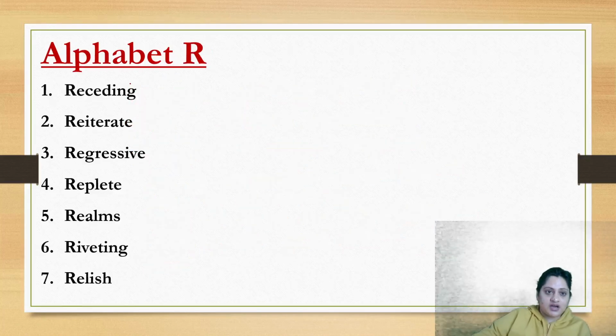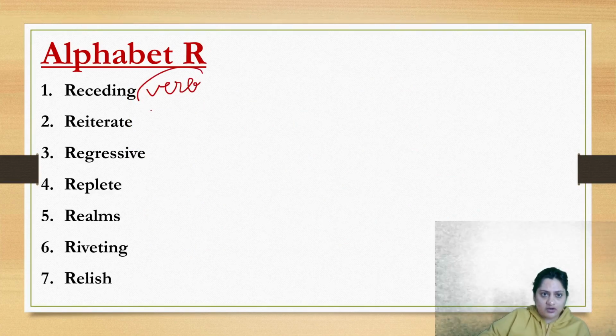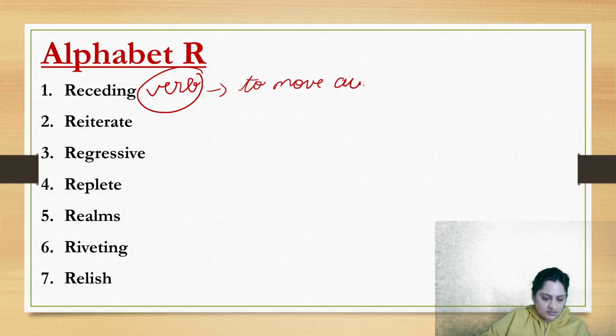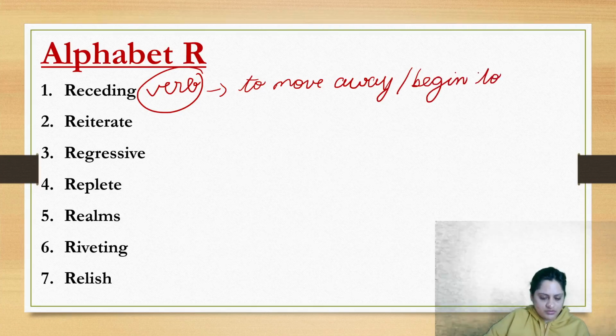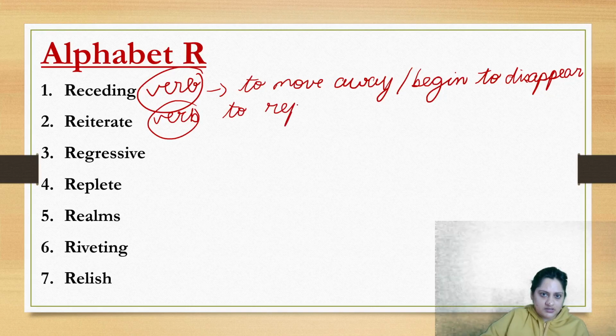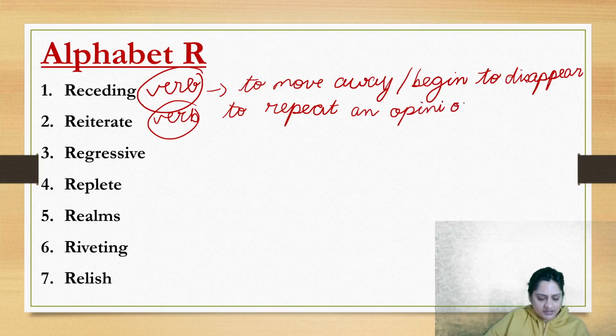Next, with alphabet R, you find these words again, very common ones. Receding means to move away, to move backwards, to begin to disappear, to become less strong, to become smaller. Reiterate means again. So basically to repeat an opinion, a statement that you have already said. Why will you repeat it, guys? To focus on it, to make it more clear.